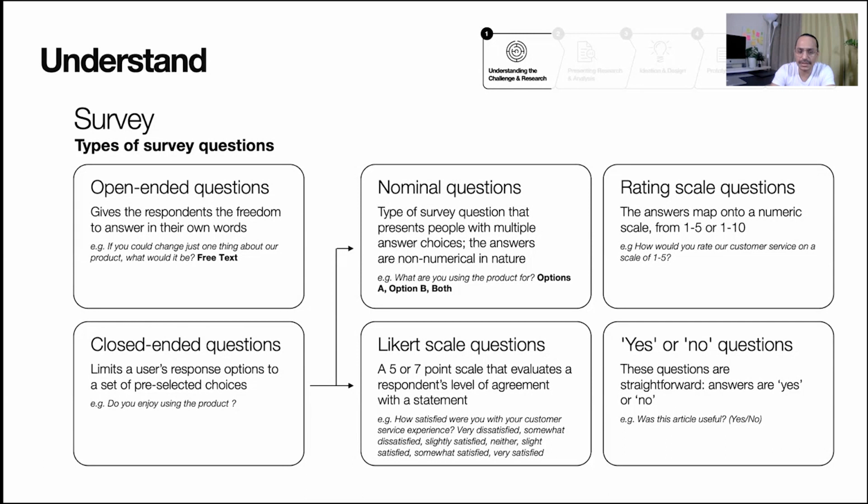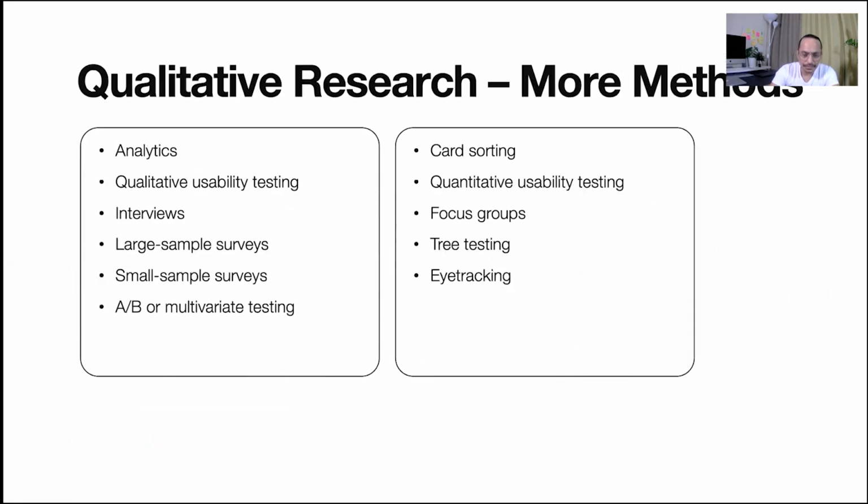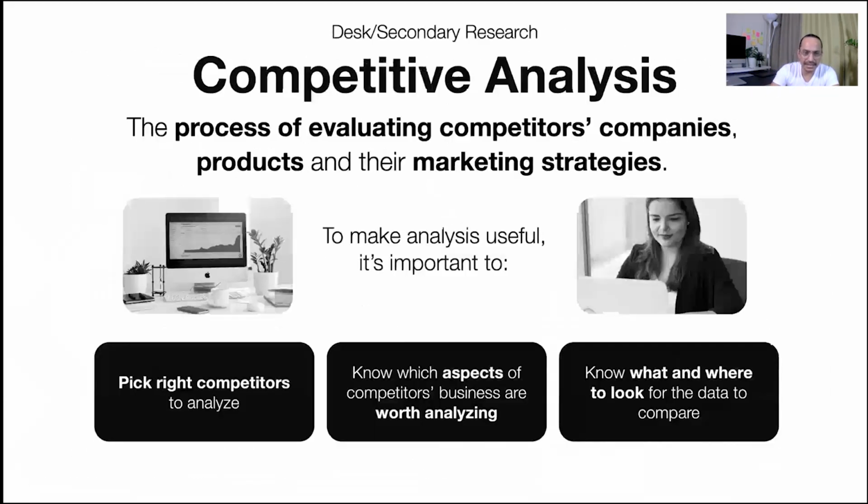One is nominal questions, where the answers are basically options A and B. So that is nominal. Likert scale is where we give a scale, and the scale is in the form of text. Rating is again a scale, but it's in the form of numbers. And yes and no is very straightforward: there's a question and the answer is in the form of yes or no. So we'll see this, okay? So that was about the survey.